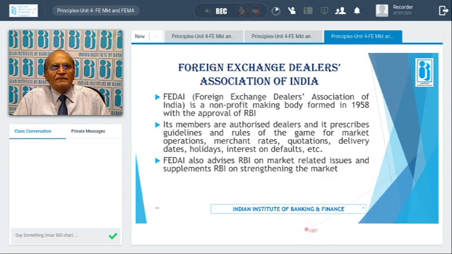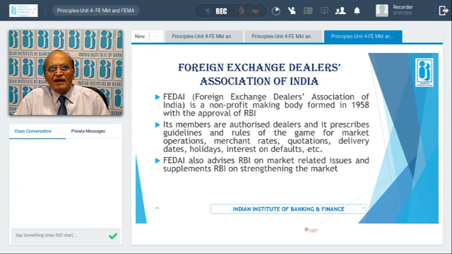Let us have a look at what this FEDAI is. FEDAI, the Foreign Exchange Dealers Association of India, is a non-profit making body formed in 1958 with the approval of RBI. The members of this FEDAI are authorized dealers, and FEDAI prescribes guidelines and rules for the game for market operations, merchant rates, quotations, delivery dates, holidays, interest rates on defaults, etc.